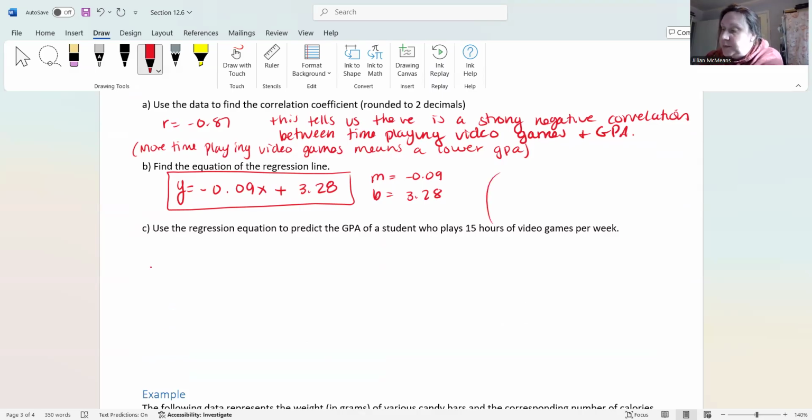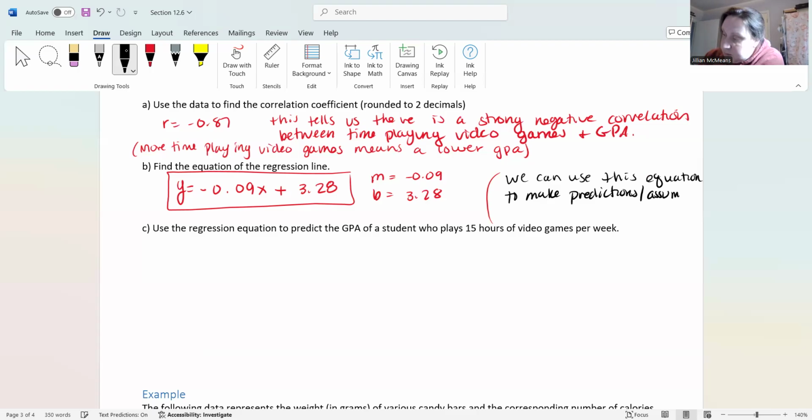Now, what we can do is we can use this equation to make predictions or assumptions. All right, so it says use the regression equation to predict the GPA of a student who plays 15 hours of video games per week.